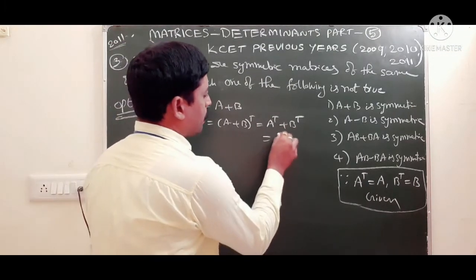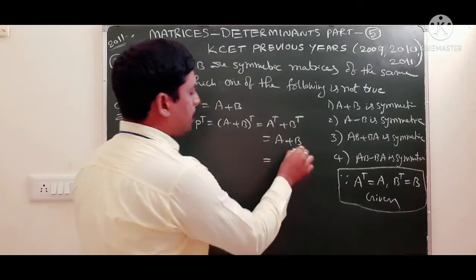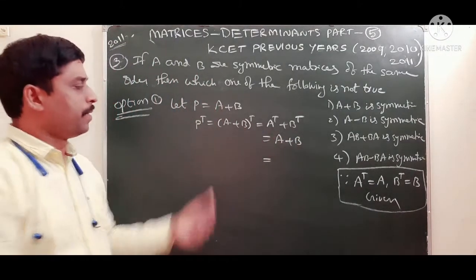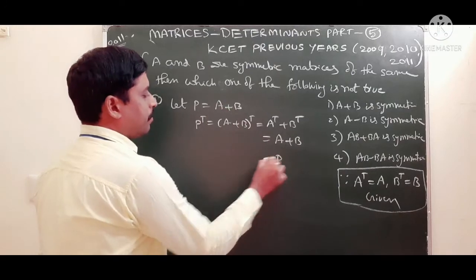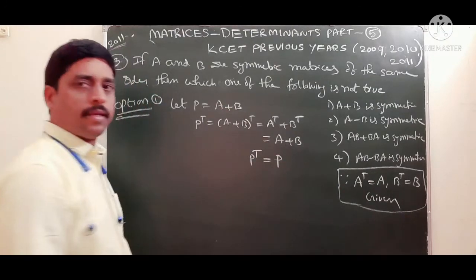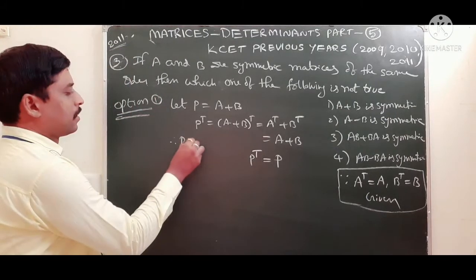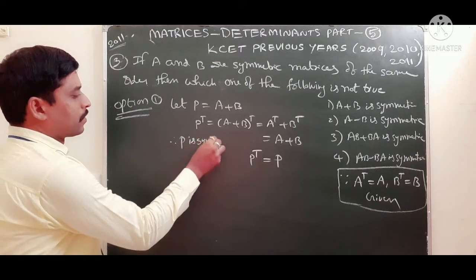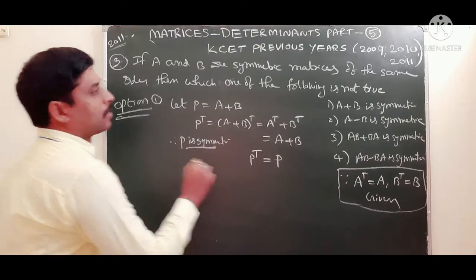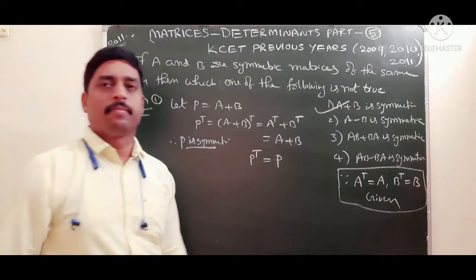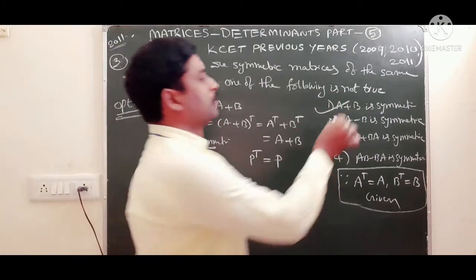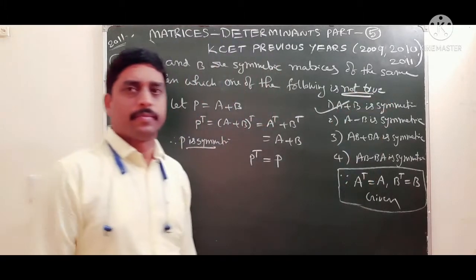So where A transpose and B transpose appear, place A and B. This is nothing but A plus B, which is equal to P. So P transpose is equal to P. Therefore A plus B is symmetric, first option is correct. But our target is which is not true. Which is not true. Okay.